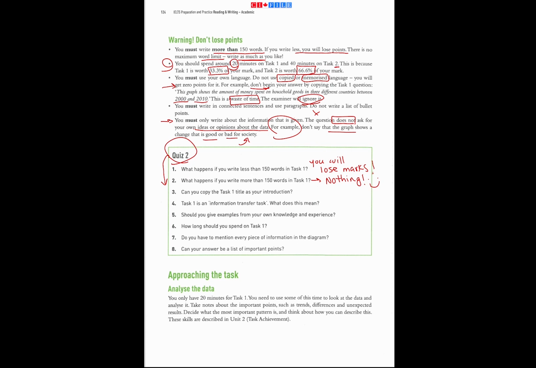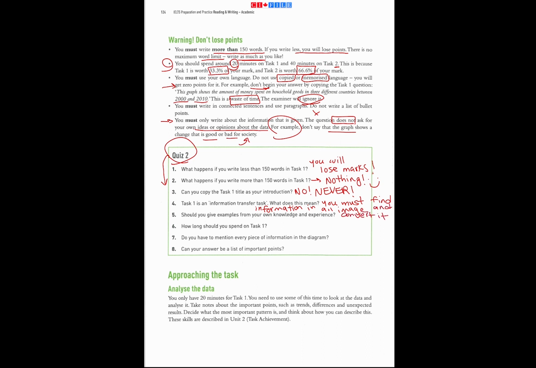Question 3. Can you copy the task 1 title as your introduction? The answer is no. Any copied language is ignored by the examiner. You're just wasting your time. Question 4. Task 1 is an information transfer task. What does this mean? The answer is, it means you must find information in an image and convert it to words.